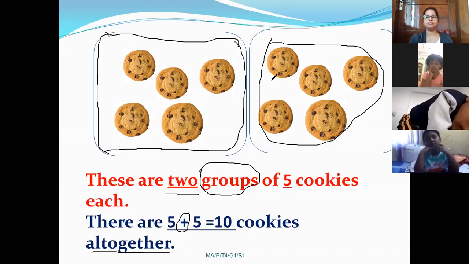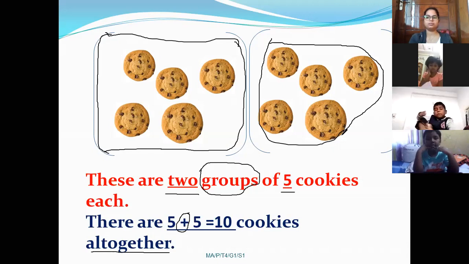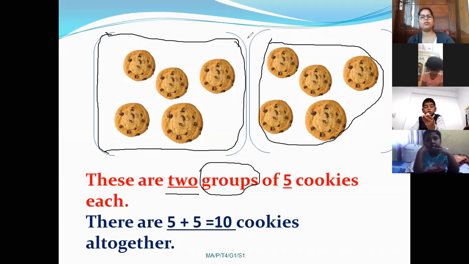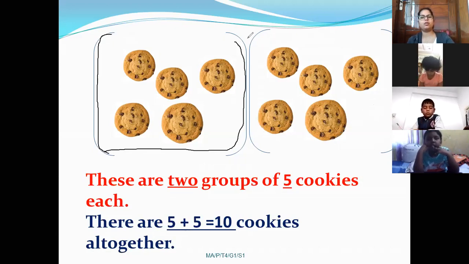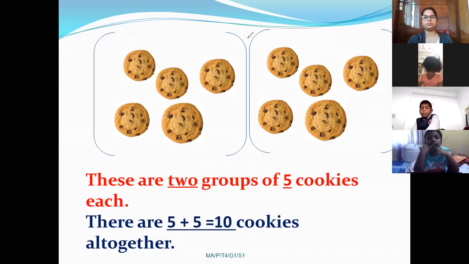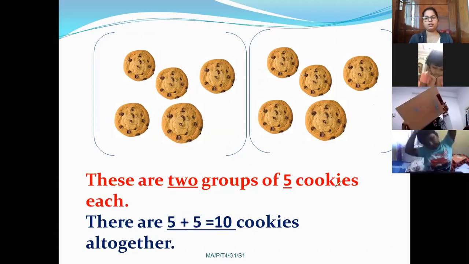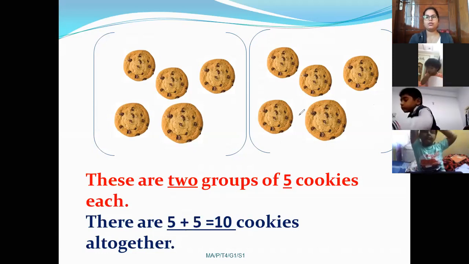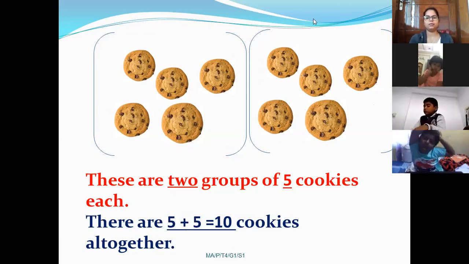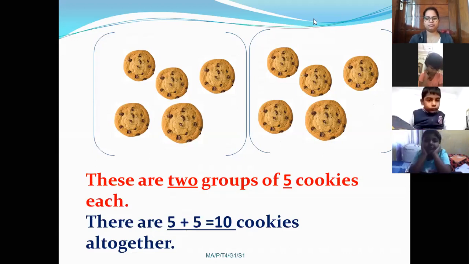Yes, Ketan? Ma'am, no need to write or draw anything in your notebook or book. I did not write. No need to write. Just listen carefully. No need to write, okay? Yes children, no need to write anything. Now, we'll move to the next example.